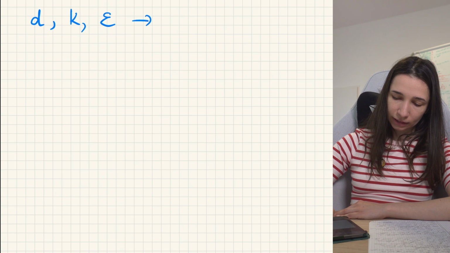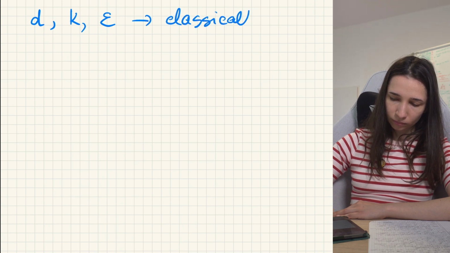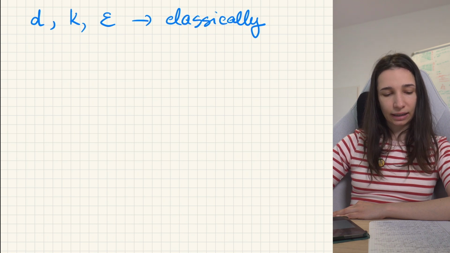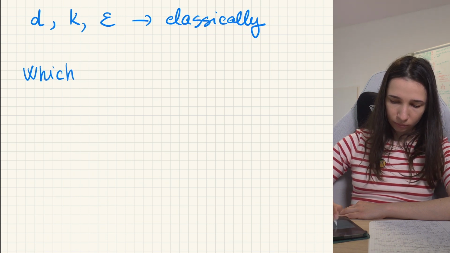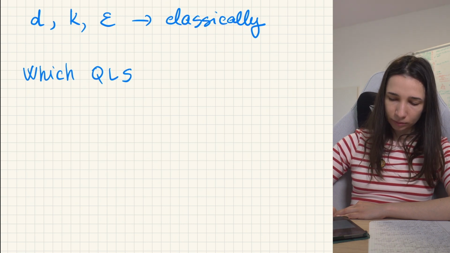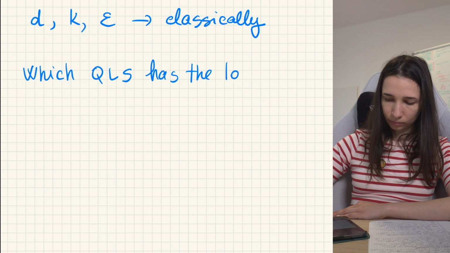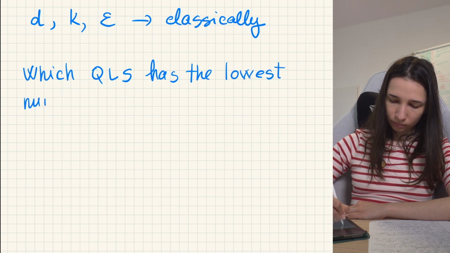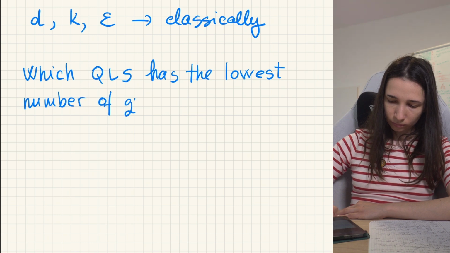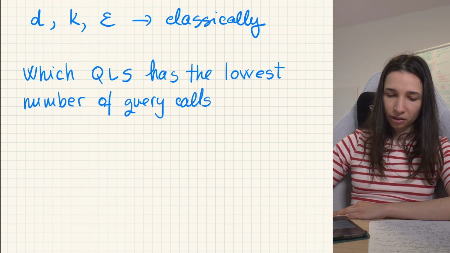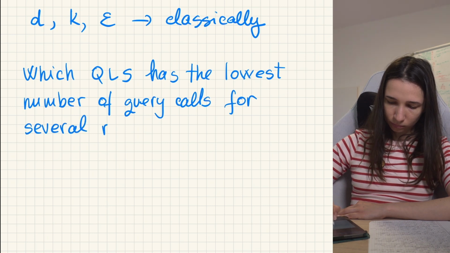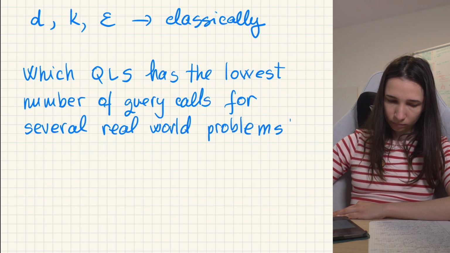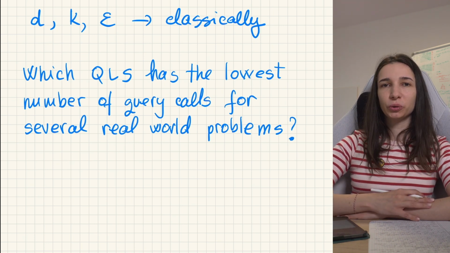We record all these parameters classically by looking at the structure of the matrix A. Our goal is to answer the following question: which quantum linear solver has the lowest number of query calls for several real-world problems? And in order to do that, I want to present to you our methods.